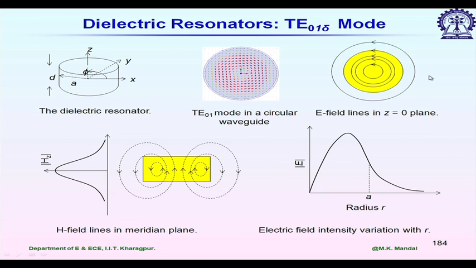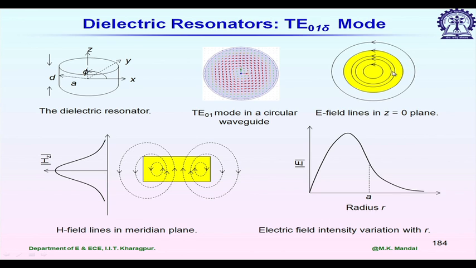So, we have some fringing fields, and the amount of fringing fields depends on the dielectric constant of this material. Now, if I want to use this resonator as an antenna, in that case we will have radiation due to the fringing field, and we expect that the electric field and magnetic field should be in the same phase, otherwise we will not have any radiation.